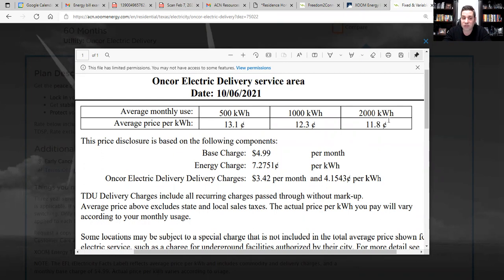Now, the price that you're seeing there is based on all the following components. That includes their base charge, their energy charge per kilowatt, and it also includes the delivery charge that's actually billed to them from the delivery company. In this particular case, the delivery company is Encore.